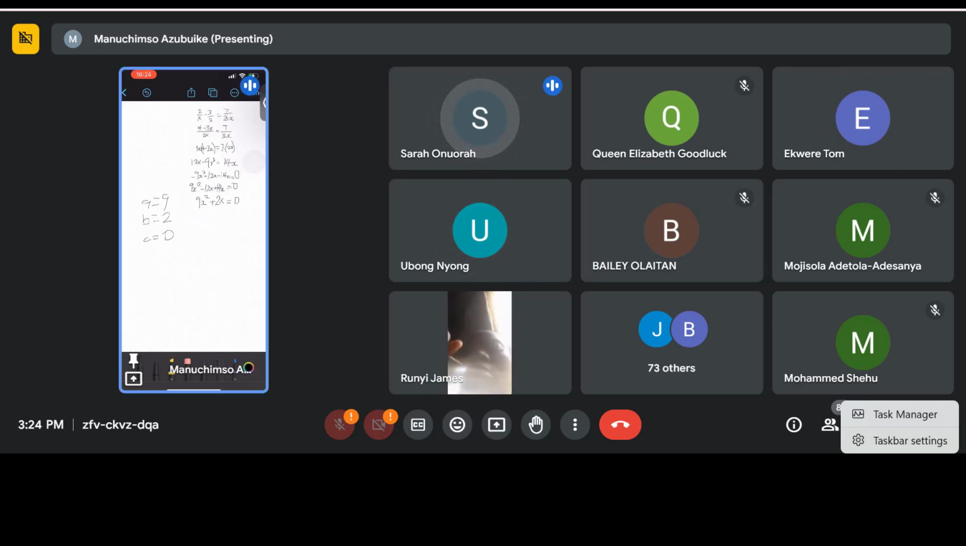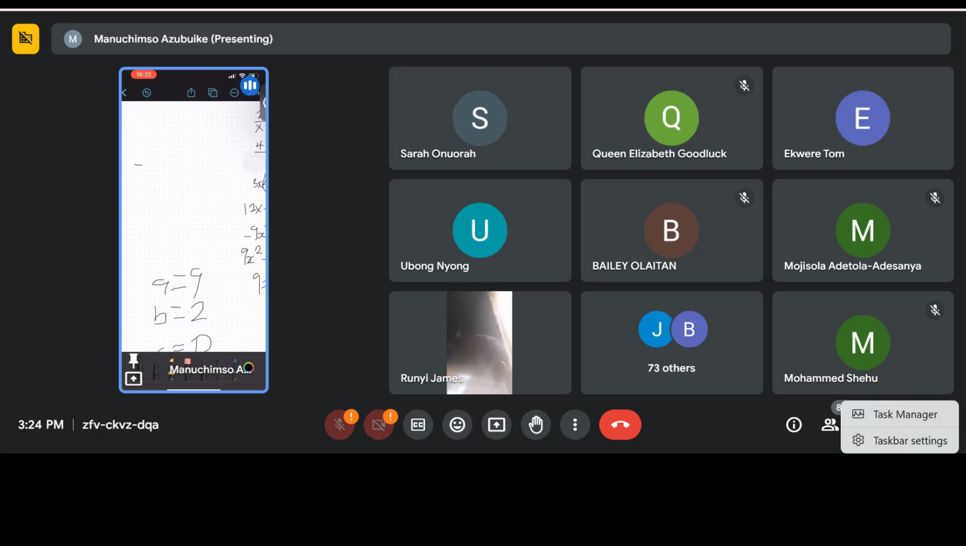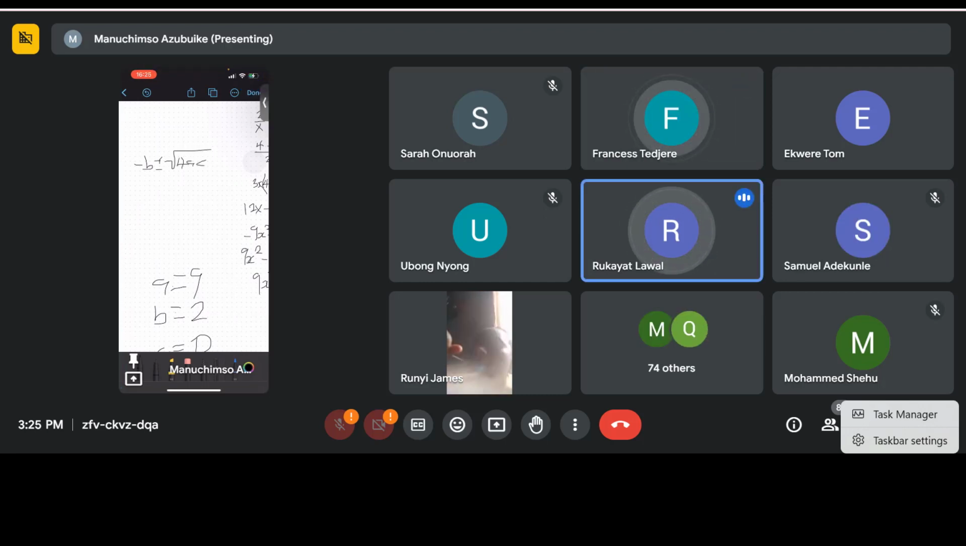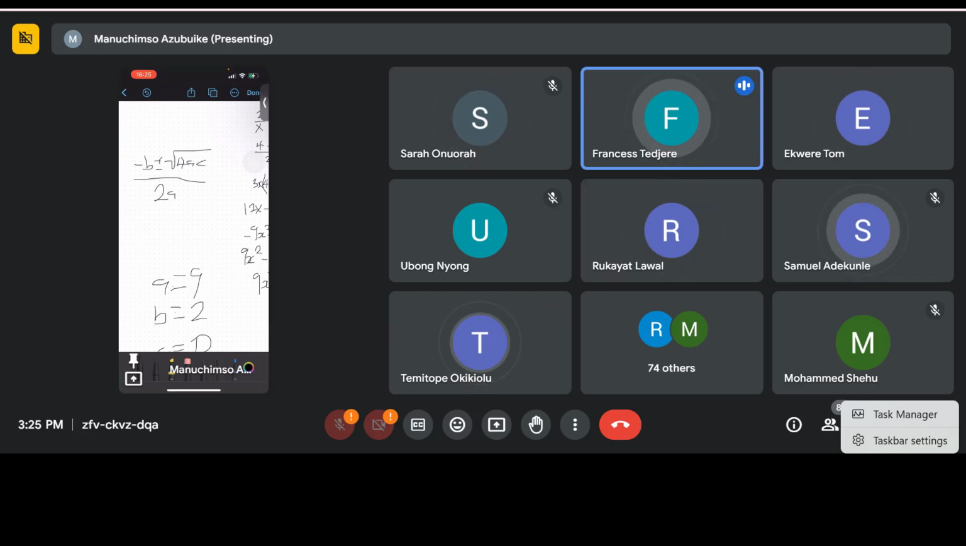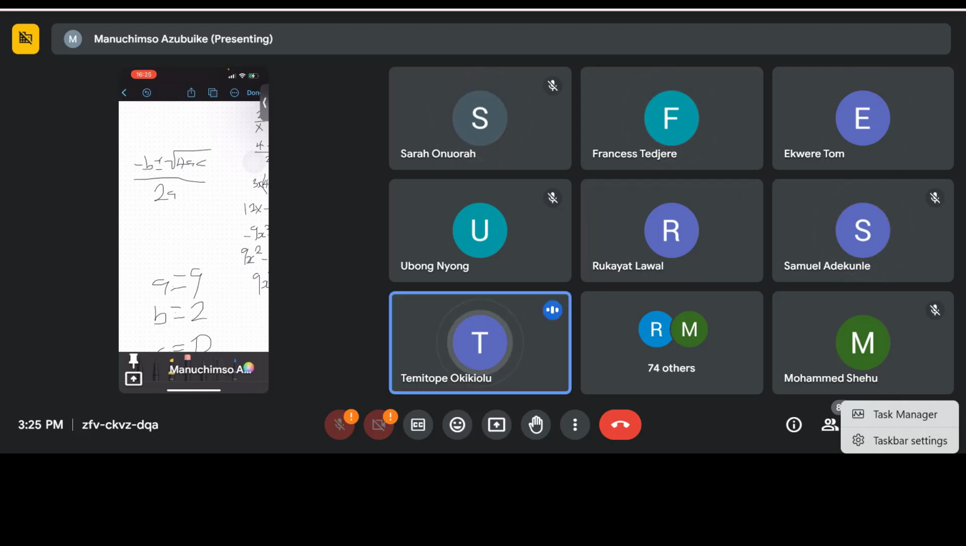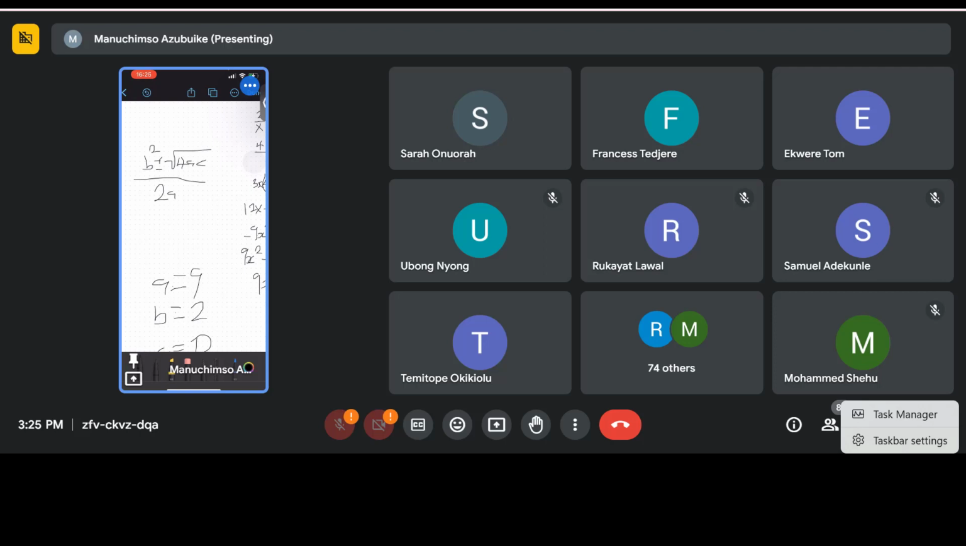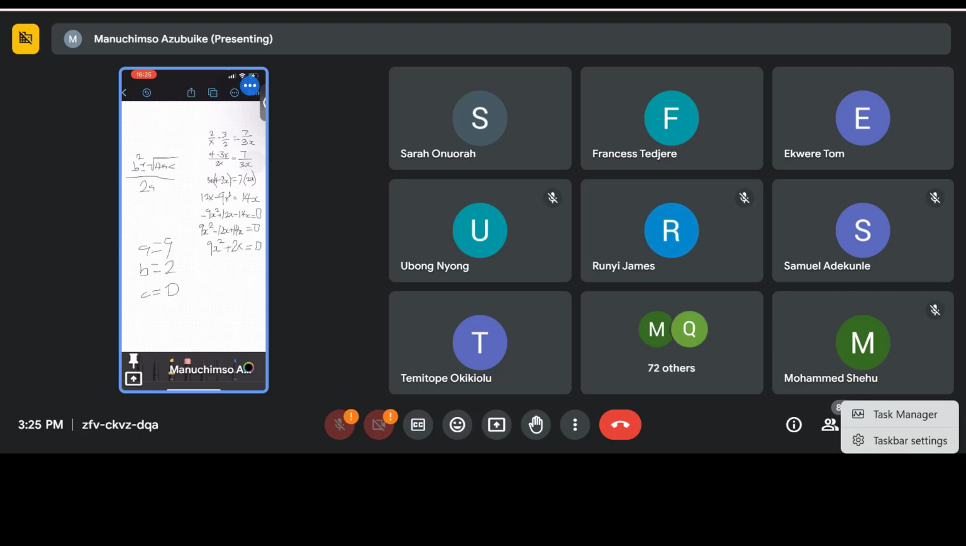Please, can someone tell me the almighty formula? I can only remember minus B plus or minus the square root of B squared minus 4AC over 2A. Is this it? Yep.